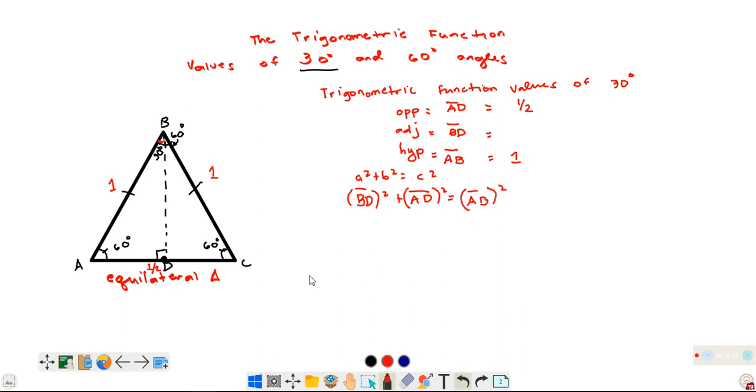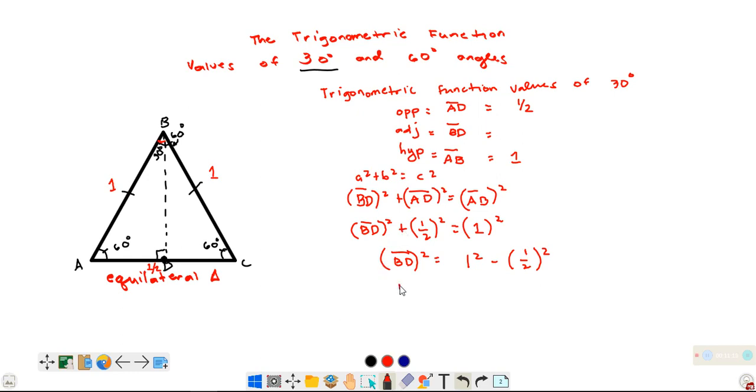Now, let's substitute the values. BD is unknown. So, BD squared is unknown. AD. Si AD ay 1/2. So, 1/2 squared. And finally, si AB ay 1. Now, let's get the value of BD squared. It is equal to 1 squared minus 1/2 squared.